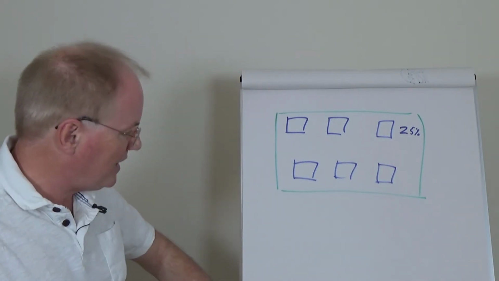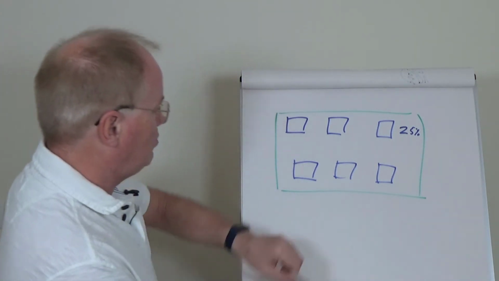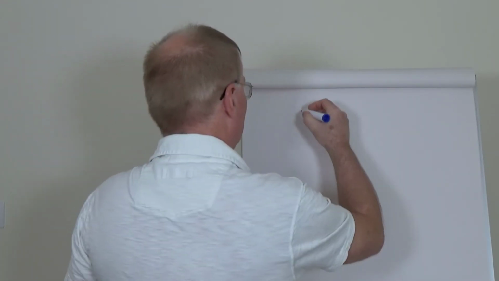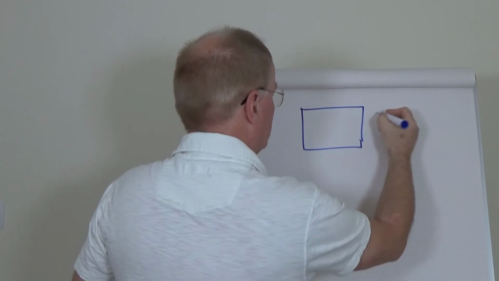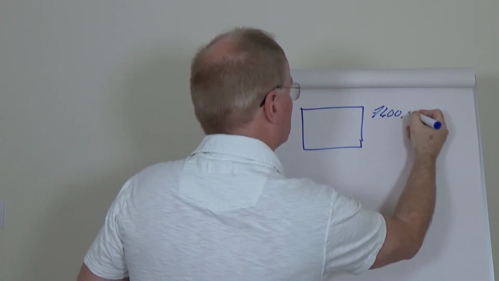Now, for a lot of people, that seems quite a lot of money. So let's just assume, and we'll just take an example of it just being a single house, just for ease of numbers. And let's say that this house was going to sell for 400,000.